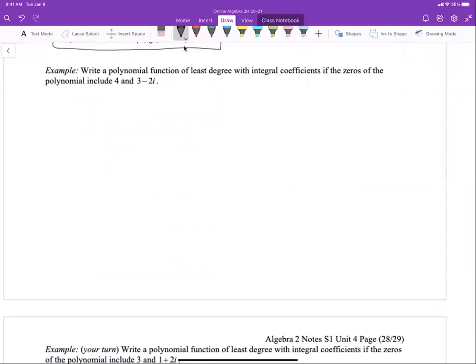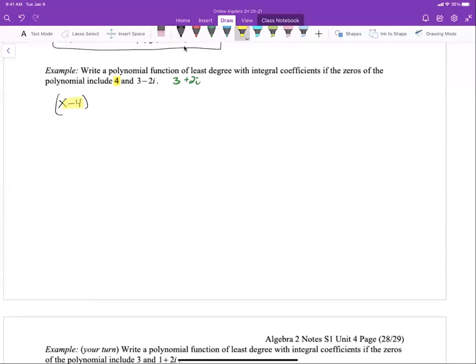Write a polynomial function of least degree with integral coefficients if the zeros include 4 and 3 minus 2i. Well, the complex conjugate theorem tells me that if 3 minus 2i is a zero, then 3 plus 2i must also be a zero.